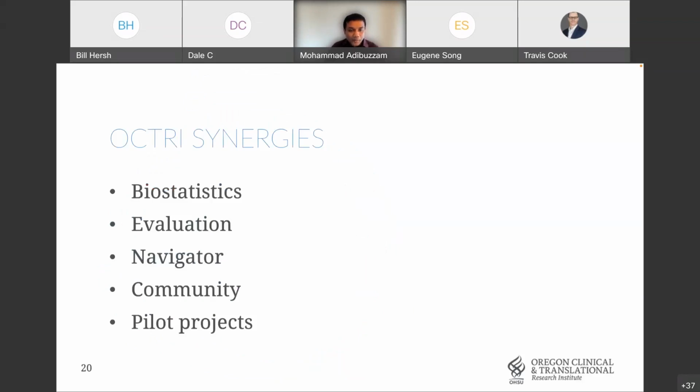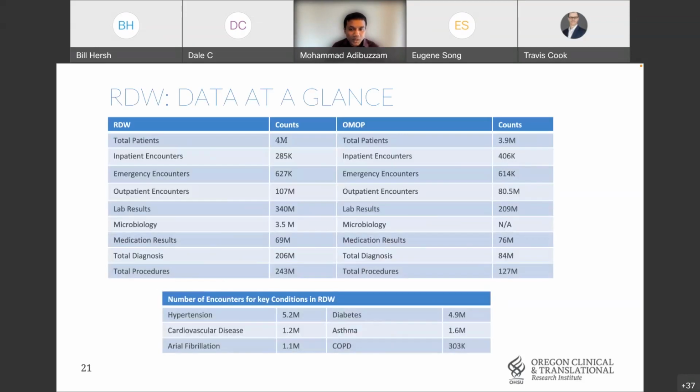For OCTRI, we also have other programs like biostatistics, evaluation, and navigator community, and we are trying to build synergies with those other programs for better investigator support. We already do all of those things. I'm not saying we don't do any of those. So I'm just trying to work with Dr. Sharon McWhinney for better cohesion with those other groups for better investigator support.